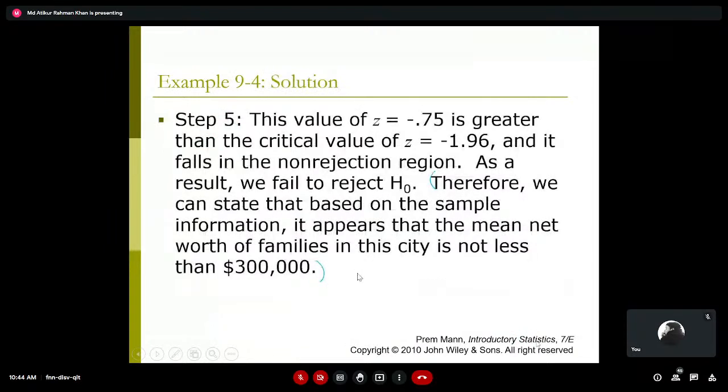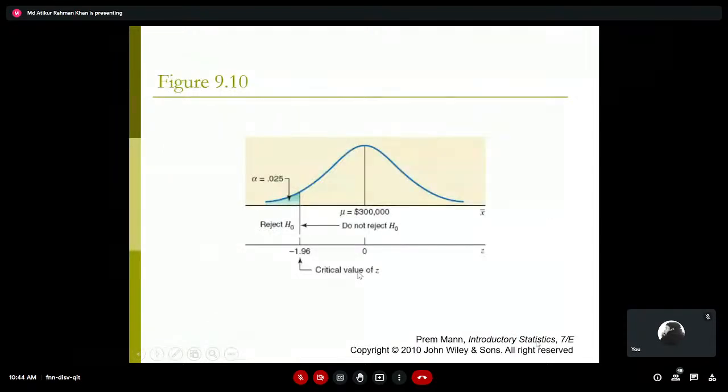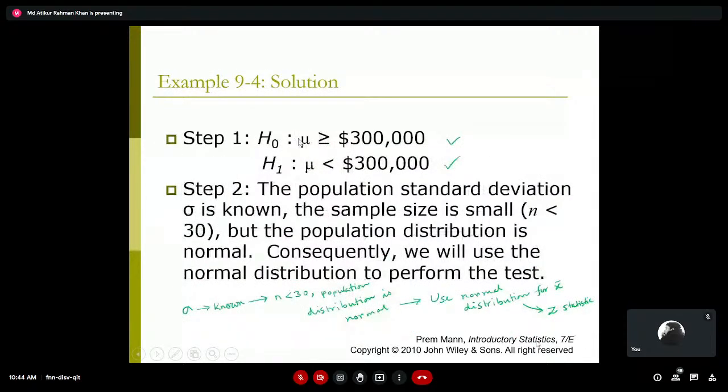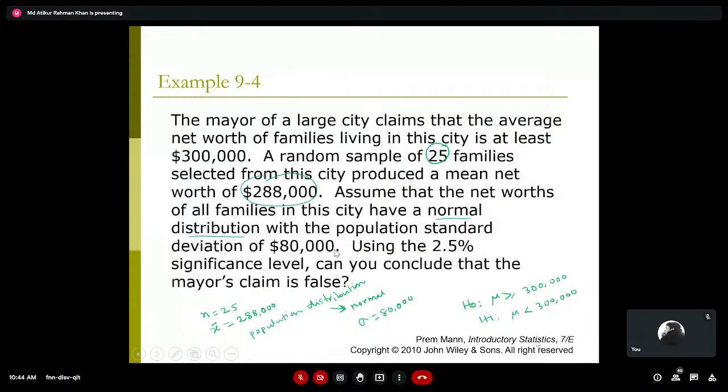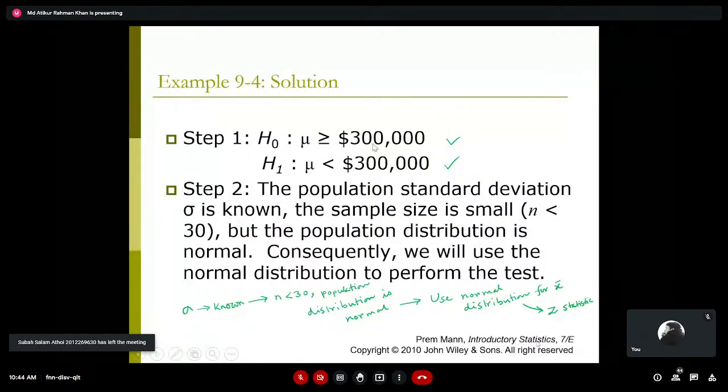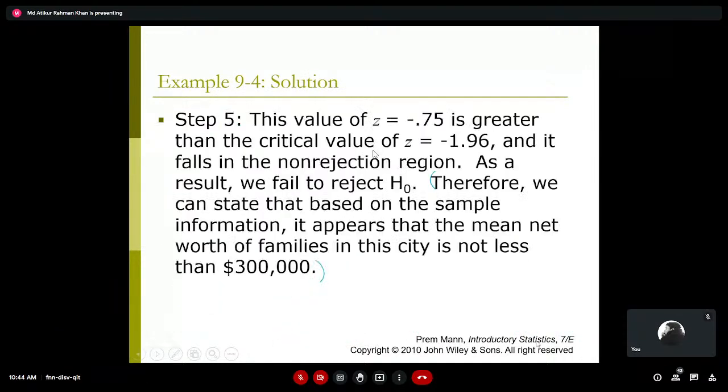But if you would like to avoid the confusion, you can follow the same procedure for all hypotheses. We do not reject the null hypothesis, so we just talk about the null hypothesis. This means the mean net worth of families living in the city is more than $300,000, or at least $300,000. It's up to you. You can write in your own words, but you don't need to write too many things. Just a single line will be fine.